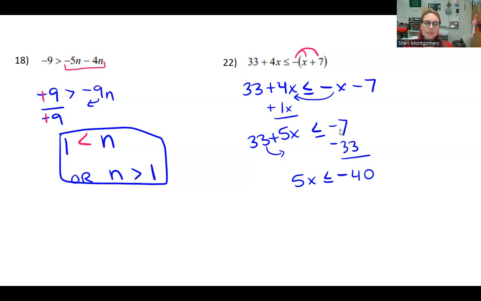One last step. What is it? Divide by 5. Do I have to flip the sign? Why not, Alex? Yeah, because what you're bringing over isn't negative. It does not matter that the 40 is negative. It's what you're bringing over. How many times does 5 go into 40? So close. 8.